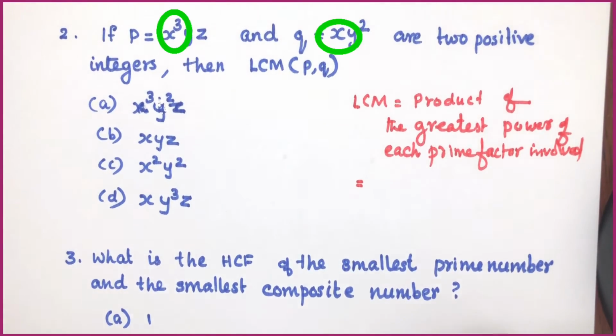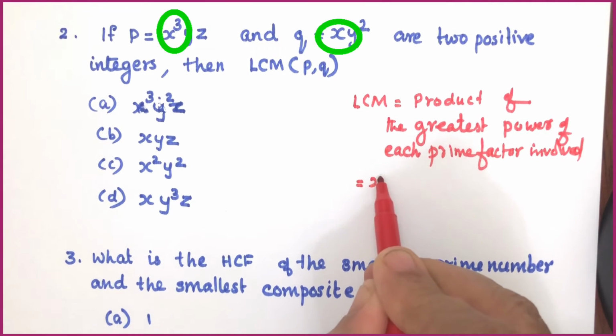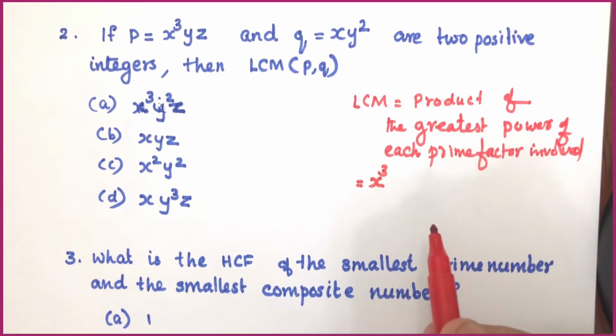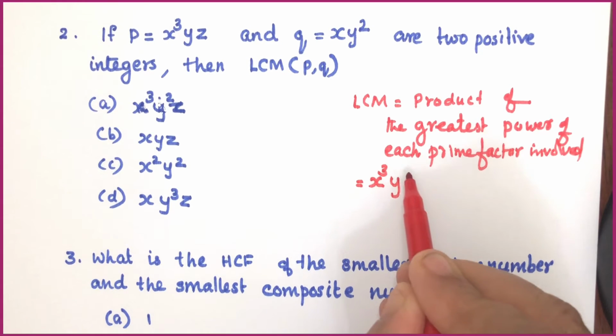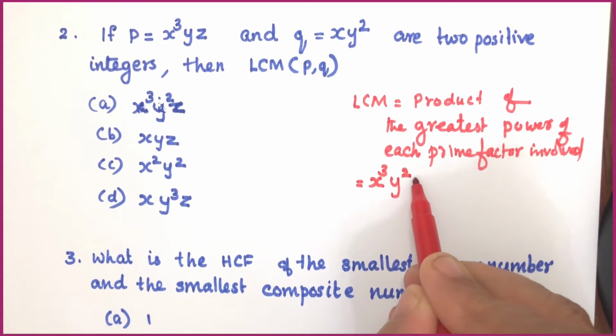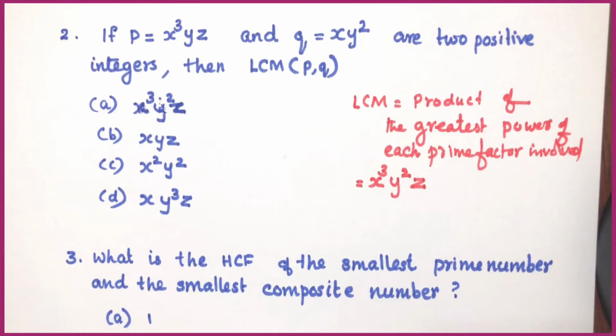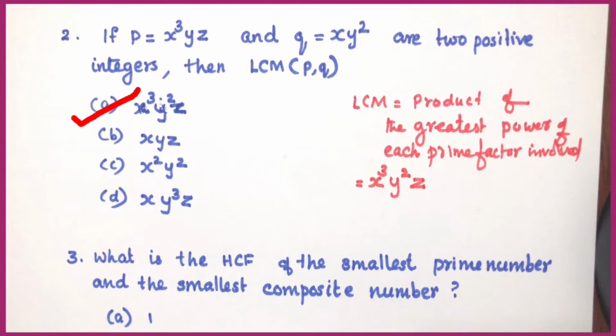x is a factor with the powers 3 and 1. The largest power is 3, so we can consider x cube. Next y. The largest power is 2, y square. Also z is involved here. We have to consider z in the case of LCM. What is the answer? x cube y square z, which is option A.